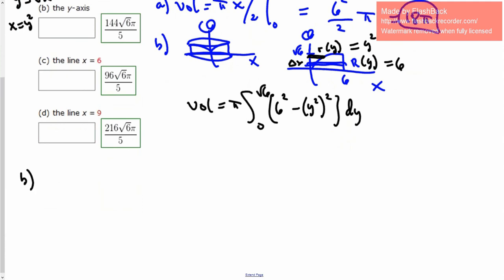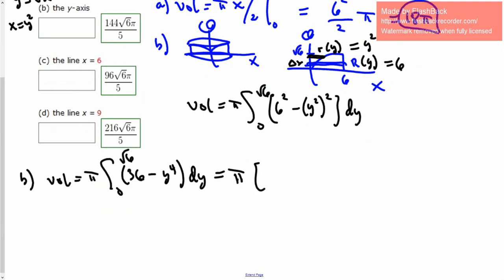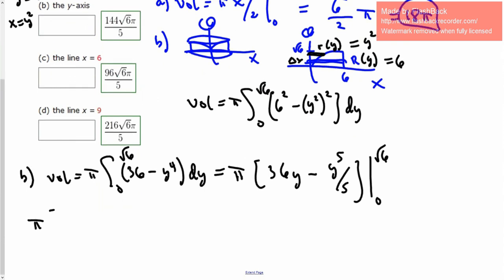Again, part B. So the volume is pi times the integral from 0 to the square root of 6 of 36 minus y to the fourth. Now we do not hesitate, we integrate. So this is pi times, I'm integrating, 36y minus y to the fifth all over 5. And we evaluate in these terms from 0 to the square root of 6. So that gives us pi times 36 times the square root of 6 minus the square root of 6 to the fifth power, over 5.